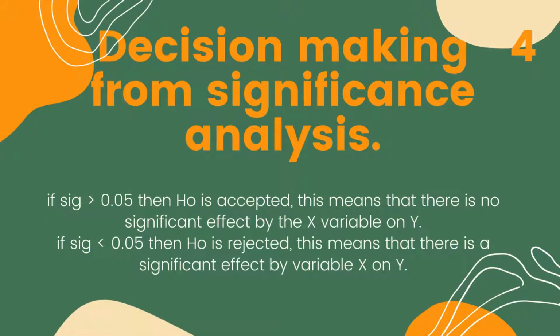The fourth step is decision making from significance analysis. If significance is greater than 0.05 then the hypothesis is accepted. This means that there is no significant effect by the x variable on y. But if significance is less than 0.05 then the hypothesis is rejected. This means that there is a significant effect by variable x on y.